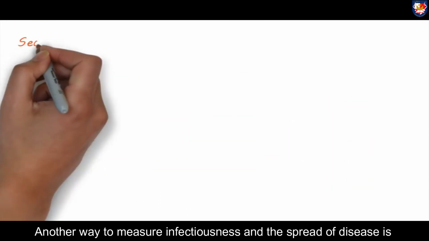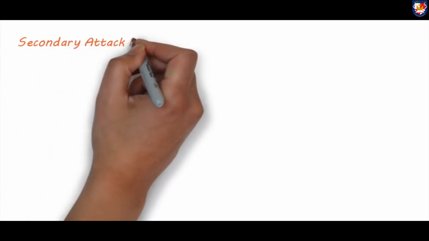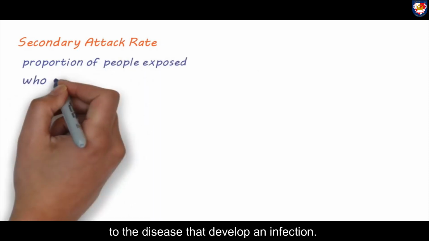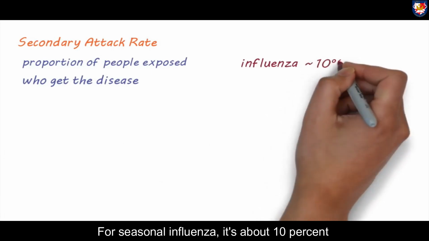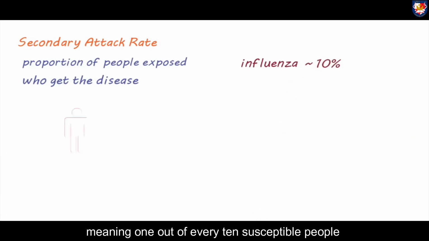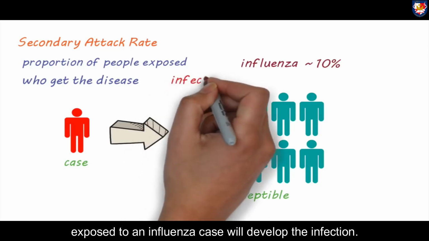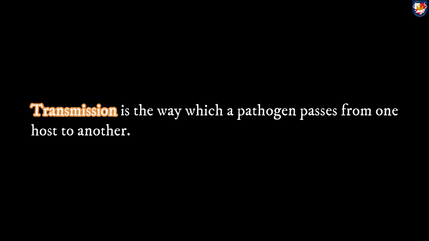Another way to measure infectiousness and the spread of the disease is the secondary attack rate. This is the proportion of people who are exposed to the disease that develop an infection. For seasonal influenza, it is about 10%, meaning 1 out of every 10 susceptible persons exposed to an influenza case will develop the infection.